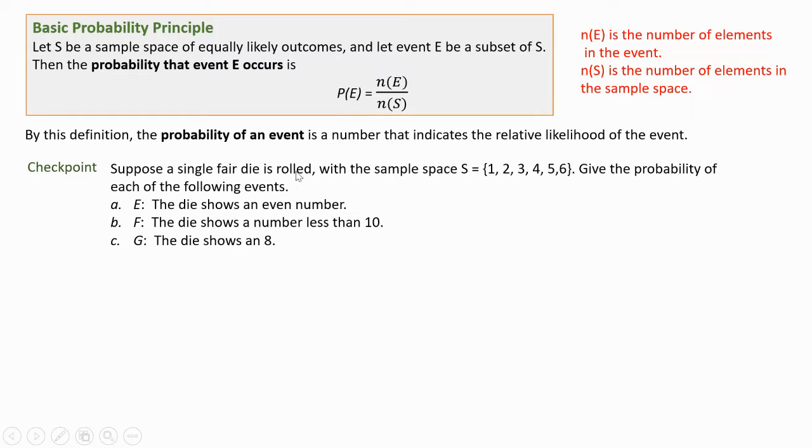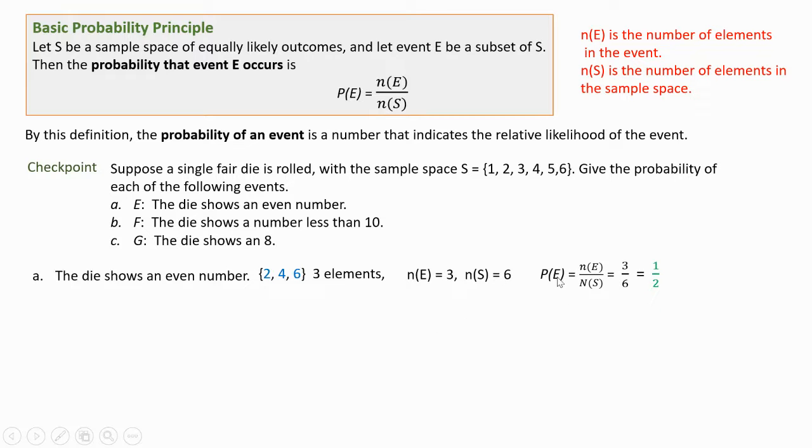Suppose a single fair die is rolled with a sample space S equals {1, 2, 3, 4, 5, 6}. Give the probability of each of the following events. For part A, the die shows an even number. This is the set {2, 4, 6}, which is 3 elements, and the sample space has 6 total elements. So the probability of an even number is 3 over 6, which is 1/2. So my answer is 1/2.